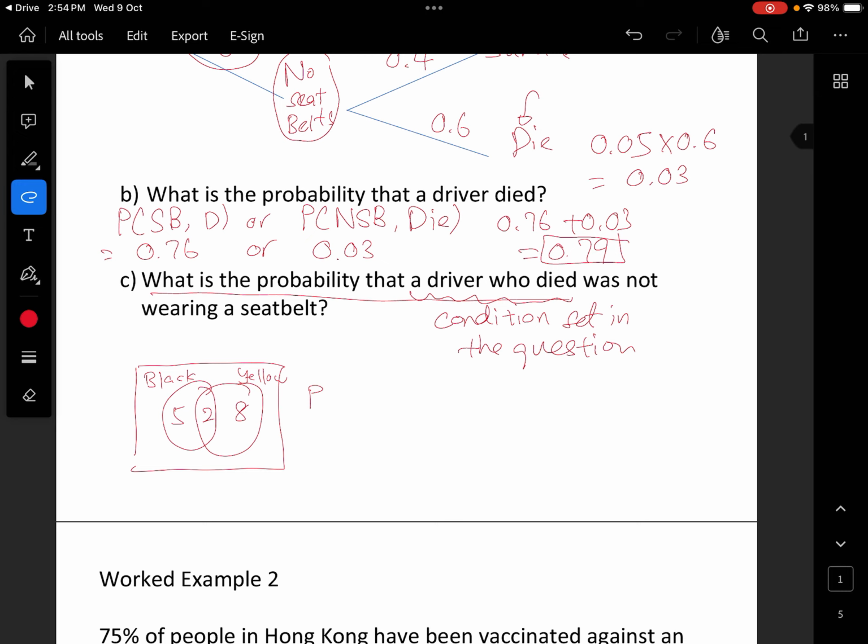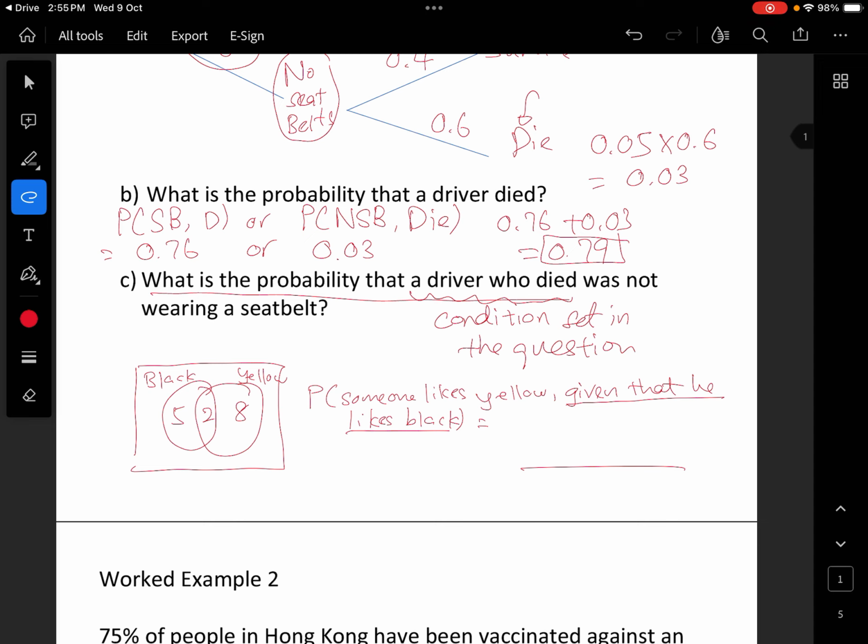And my question is, what is the probability that someone likes yellow given that he likes black? Now, we know that the condition given in the question is that he likes black. So we're not looking at all the students who potentially like both colors. We are only looking at students who like black.